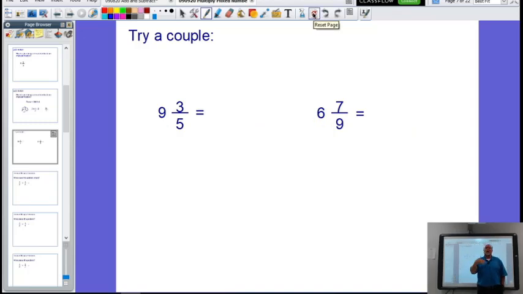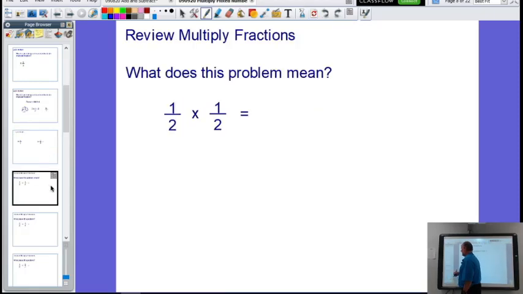Now, if you remember back in integers, there were a couple times where I insulted your intelligence. I'm going to do the same thing today with fractions because I need to build a concept. Okay, so here's our first multiplication problem of fractions. It says, what does this problem mean? Now, I know some of you are going to say, well, Mr. Nash, it says 1/2 times 1/2. You're right, it says that, but I said, what does that mean?